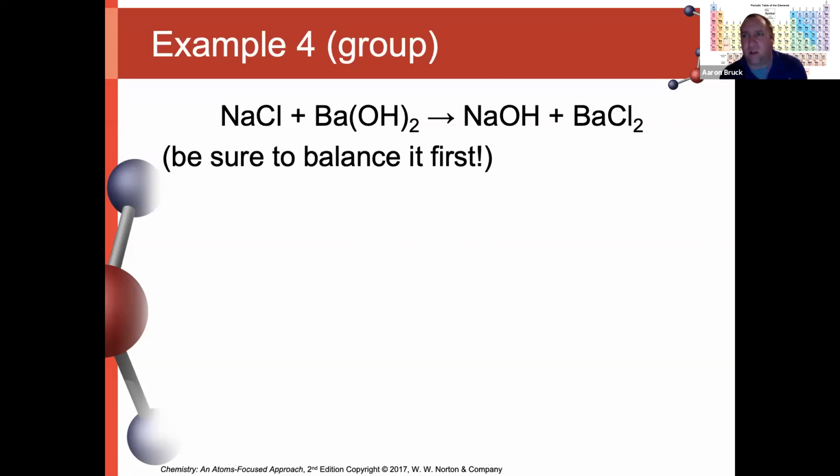All right, let's do this last one. Would you rather walk through it together or do you want to try to do it yourself? By yourself. Okay. All right, go ahead and try to run through it. Now, this one is unbalanced. So make sure that you balance it out first. And then once you've balanced it out, go ahead and do the net ionic, see what you can come up with. We'll take a look at it about 5 minutes from now, and then we'll go ahead and take a break. So go ahead and start working.